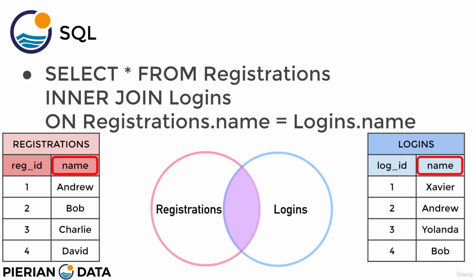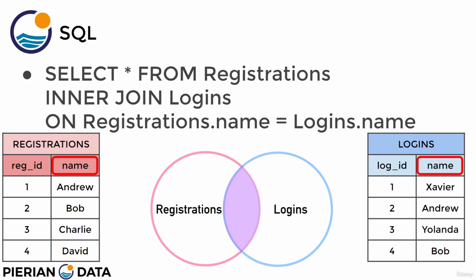Here we're going to say select all the columns from registrations inner join logins. So that's essentially saying take the registrations table and then perform an inner join with logins, seeing the rows that happen to be in both registrations and logins. And then we have to decide what column we're actually looking at in order to perform this inner join. And in this case, we'll do it on the name. We'll say on registrations.name, so it's the table name dot the column name, is equal to the table name dot column name, so logins.name.